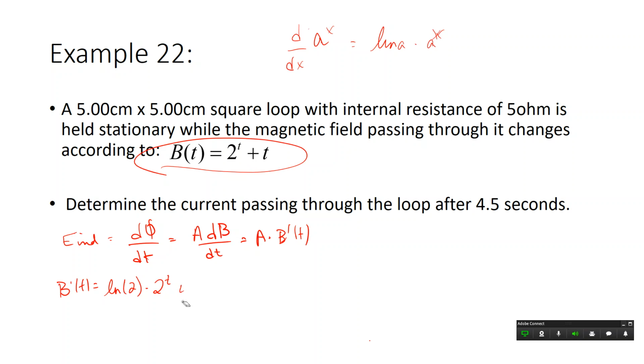Great. Now I have an expression for E induced. So E induced is going to be equal to A, which is 5 centimeters times 5 centimeters. So what is that? 0.0025 meters squared. Is that correct? Okay. And so that's my area multiplied by this function here. So ln of 2 times 2^t plus 1. And in fact, here I'm asking for the current, so I have to divide both sides by R. And I have to plug in t equal to 4.5 seconds.